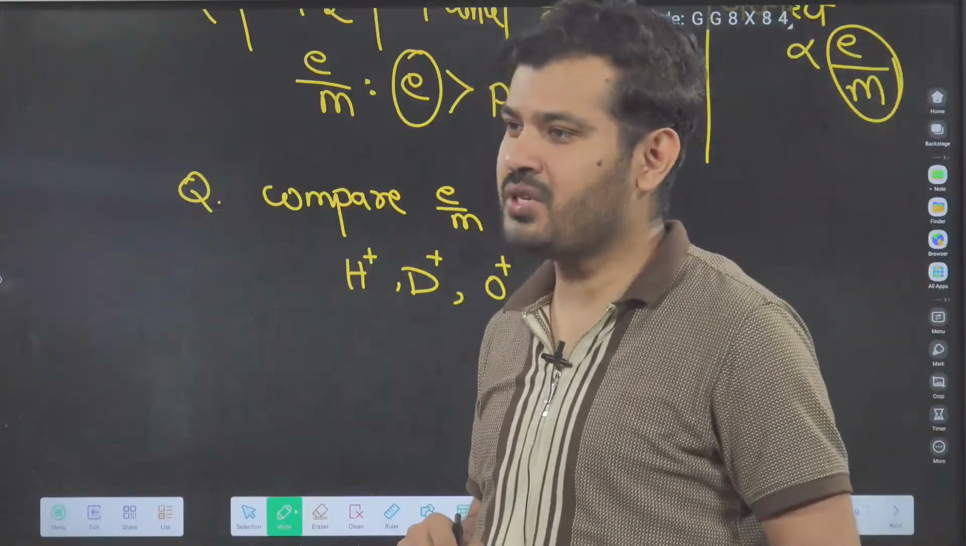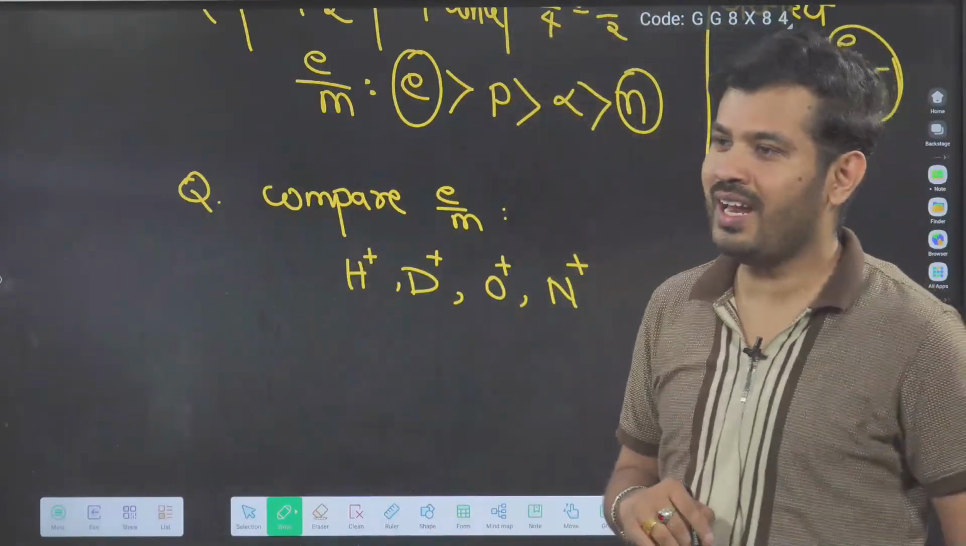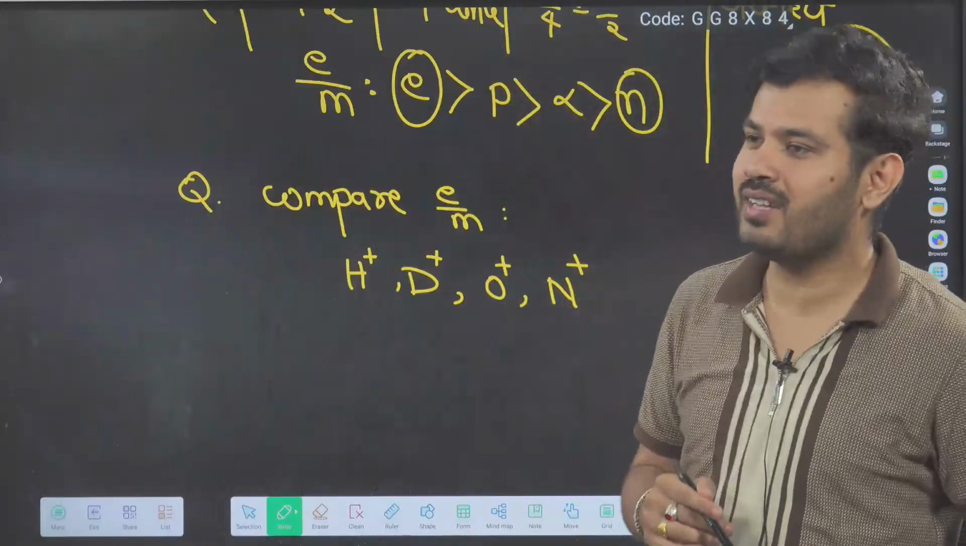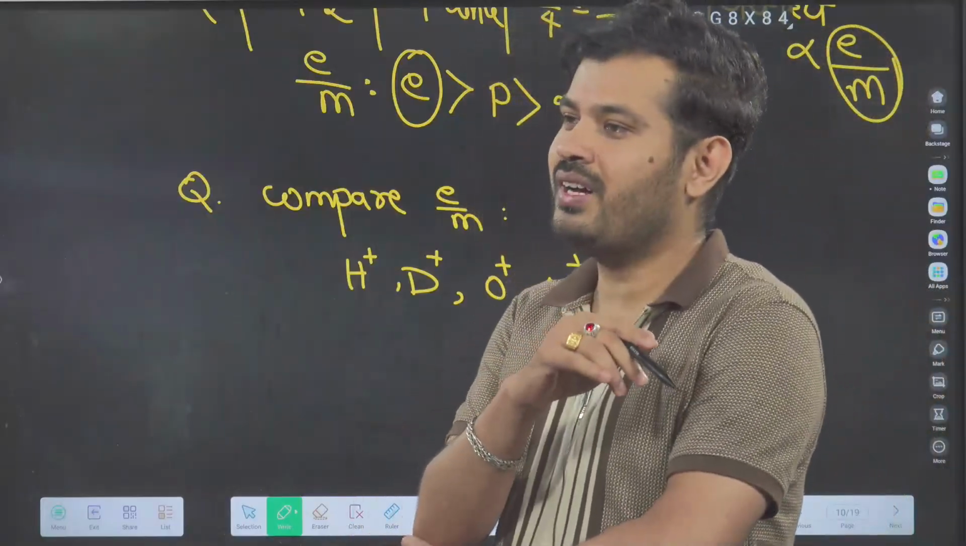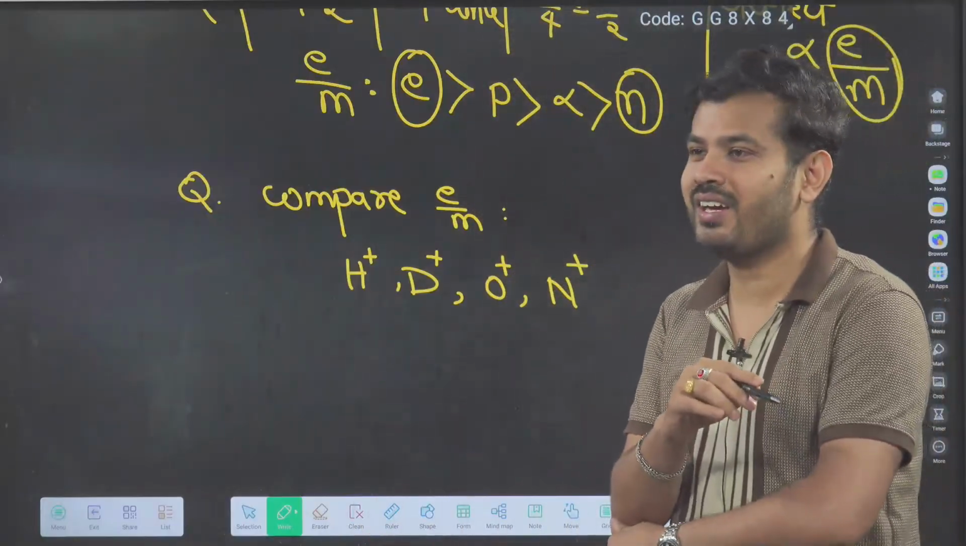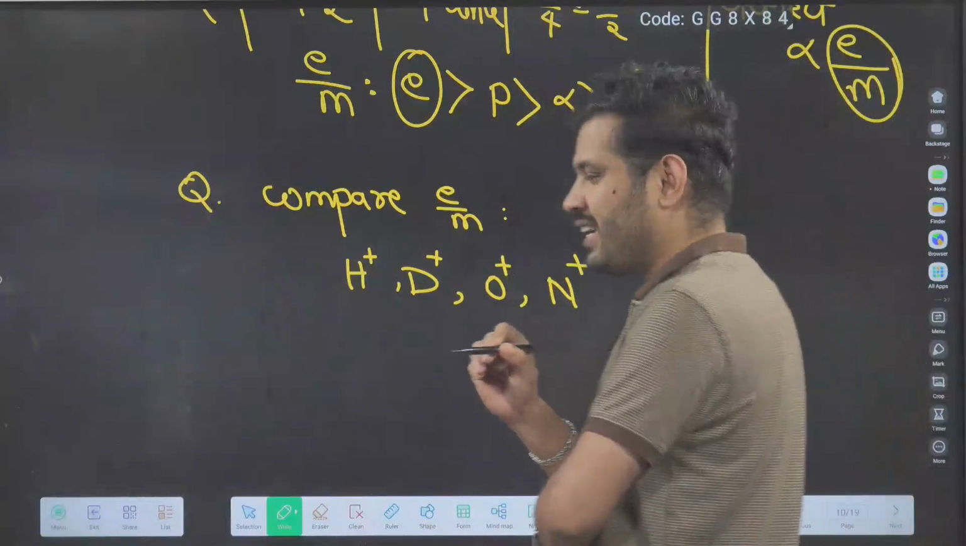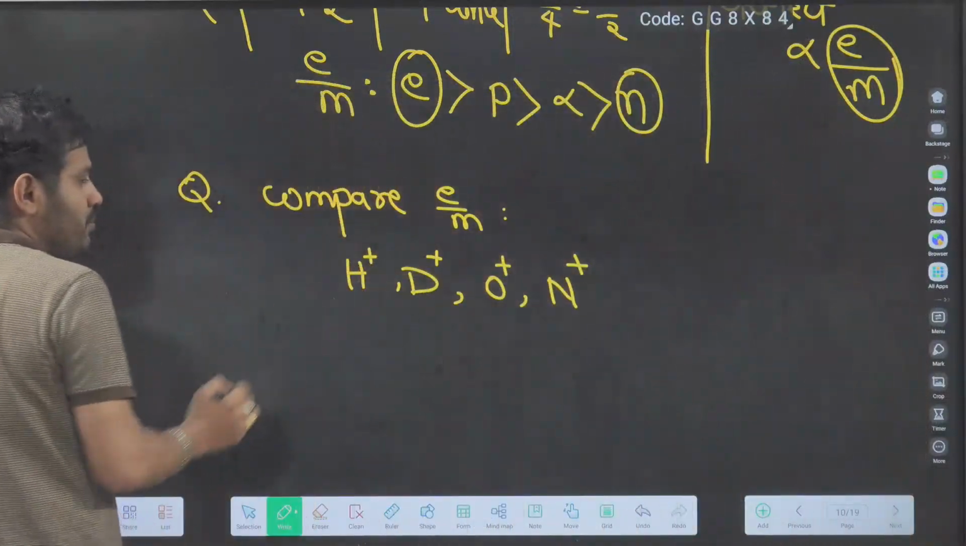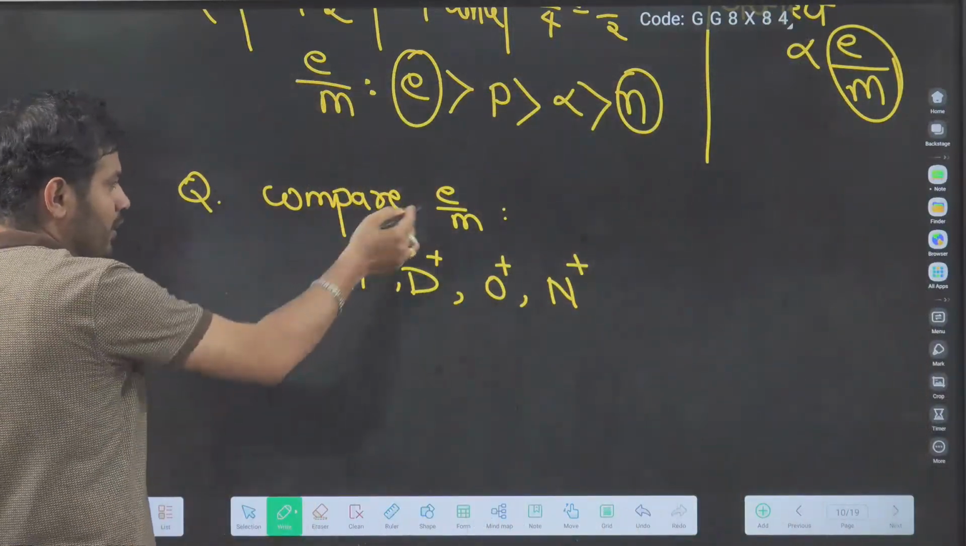Yes, you might have studied this. It is isotope, not allotrope. Allotrope is something different, Sadhana. It is not allotrope, it is isotope. Okay. Isotope of hydrogen. Hydrogen has 3 isotopes, out of which deuterium is 1. Right? Now you have to compare the E by M value.